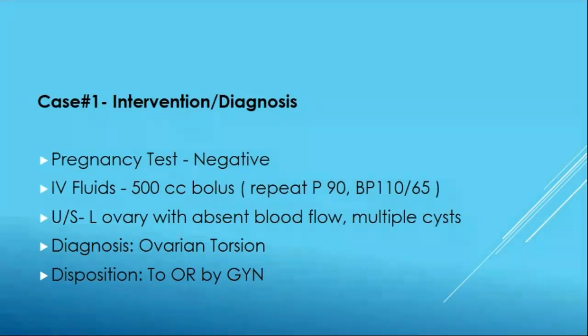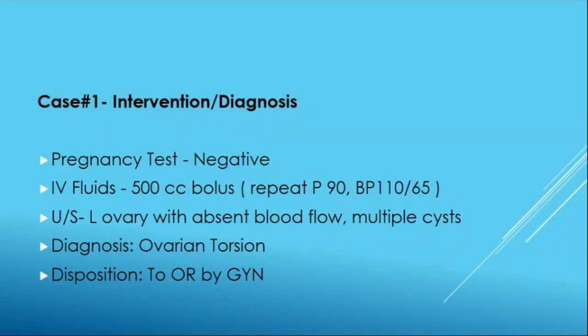Pregnancy test negative, IV fluid was given, and the ultrasound showed left ovary with absent blood flow, multiple cysts. It's diagnosed as a twisted ovarian cyst. It's a sudden onset. I told in my presentation, if there's a twisted thing, the pain will be sudden onset. So then pass it to the gynae people. I'm safe, right? So that's one thing.